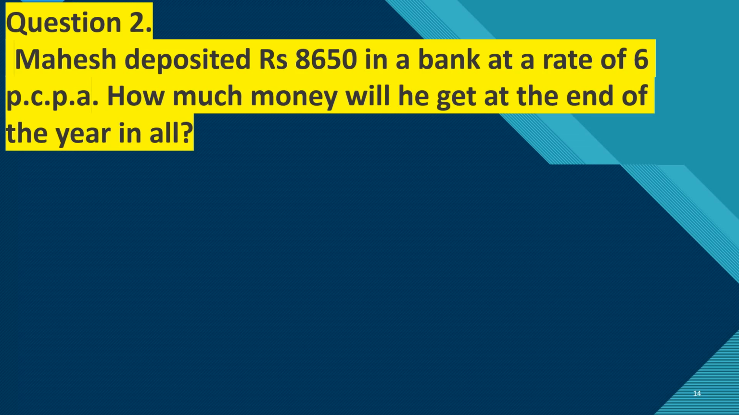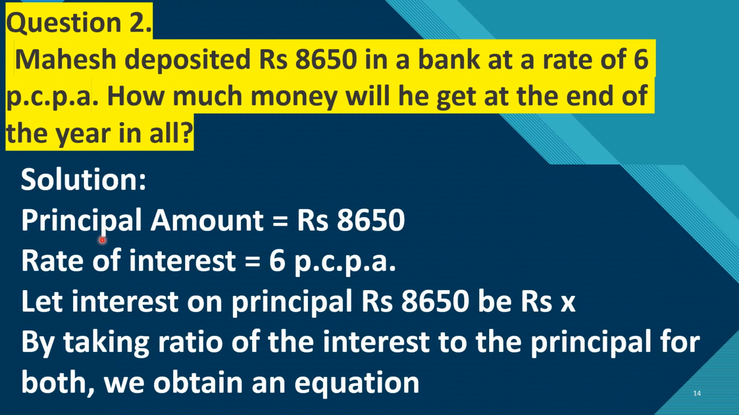Question number 2. Mahesh deposited rupees 8,650 in a bank at a rate of 6% per annum. How much money will he get at the end of the year in all? So we have to find out how much money he will get at the end of the year. So let's find out. Here you can see the principal amount is rupees 8,650. Rate of interest is 6% per annum.